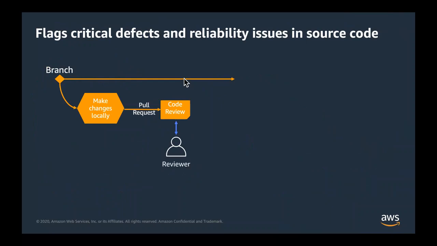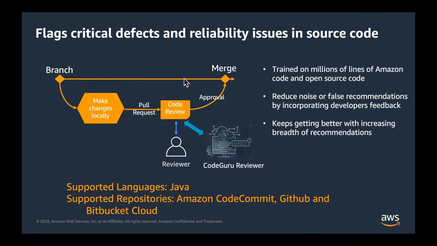Everyone's familiar with this workflow. You make a code review, and you have a pull request, and you have other members of your team look at your code and help you make sure you're following best practices, that there are no security issues, and that you're using the code correctly. You can think of Code Guru Reviewer as an automated additional reviewer that has been specially trained to find hard-to-find issues. It's been trained on millions of lines of Amazon code and open source code, to find specific code patterns and kinds of issues that developers might make and help you remediate them.